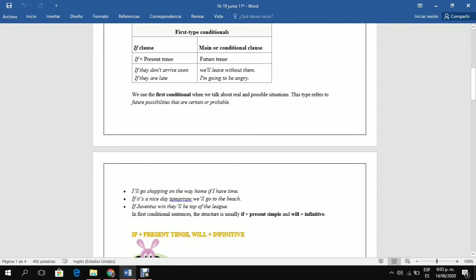For example, I'll go shopping on the way home if I have time.